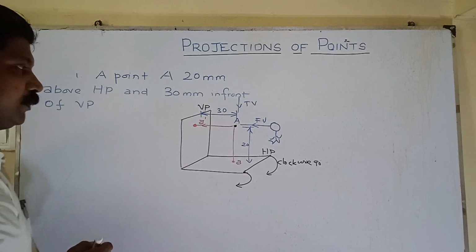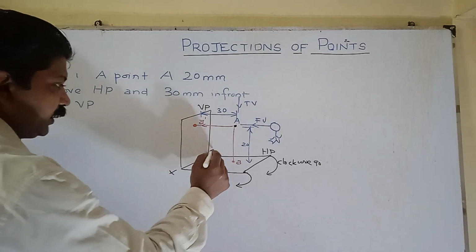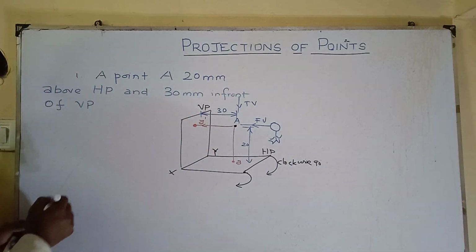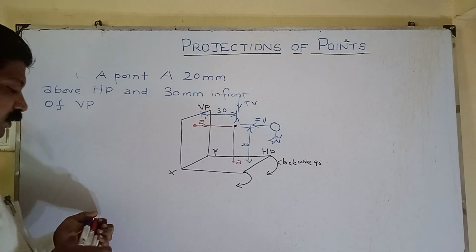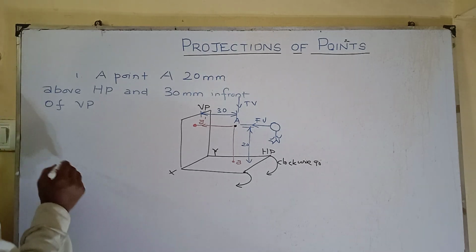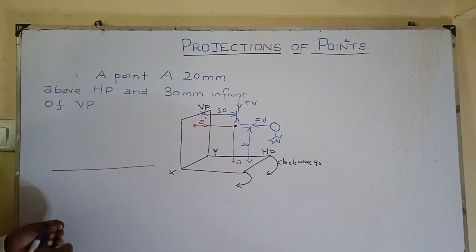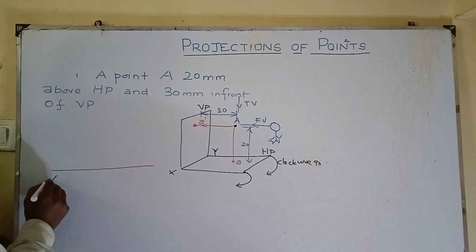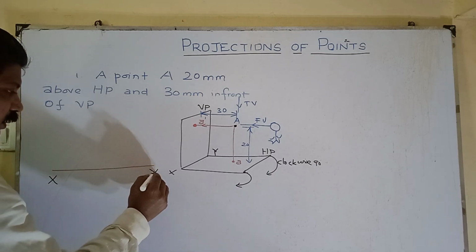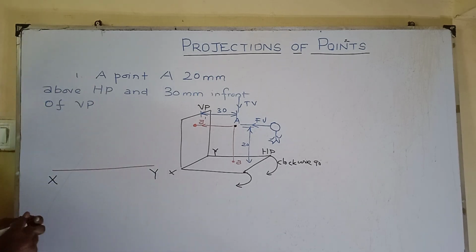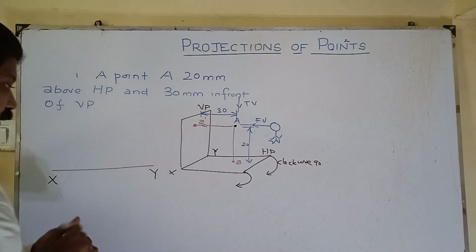So the resultant diagram is this, with the intersection line, the XY axis line. How to draw the resultant diagram? Using a 2H pencil, draw the XY axis line first. All the letters and numbers are written using an HB pencil.